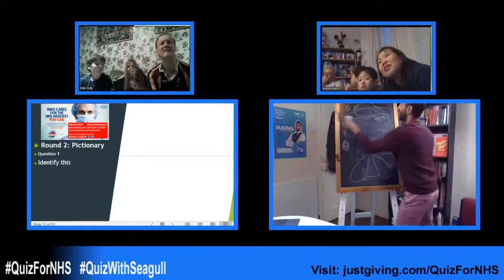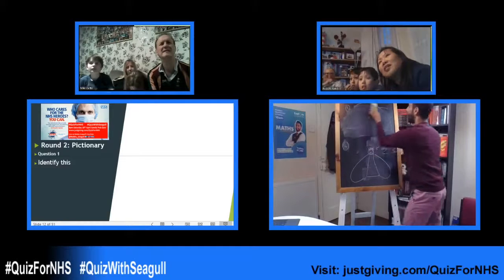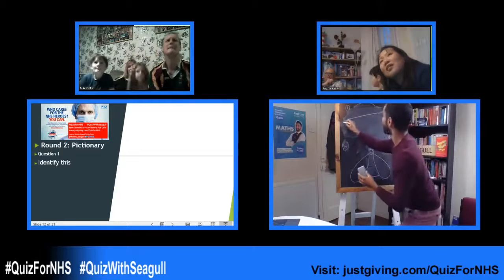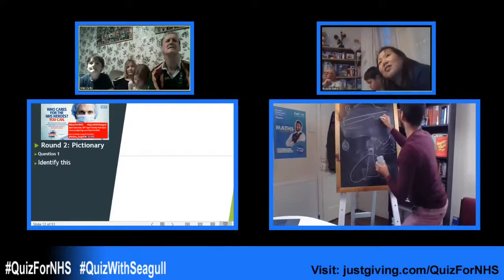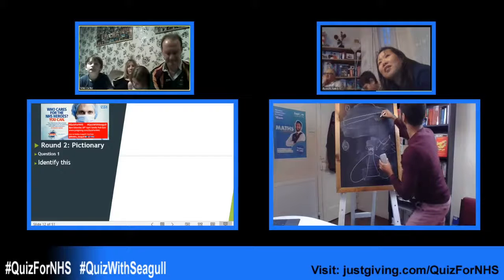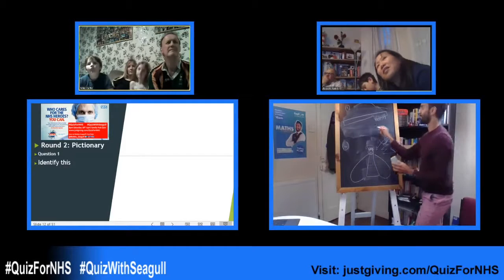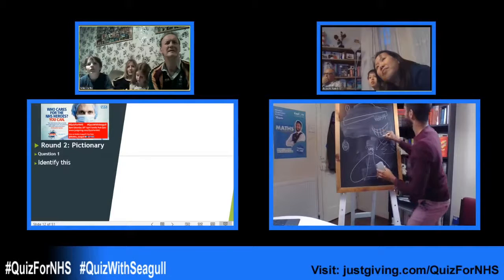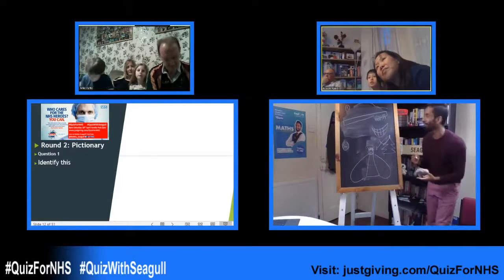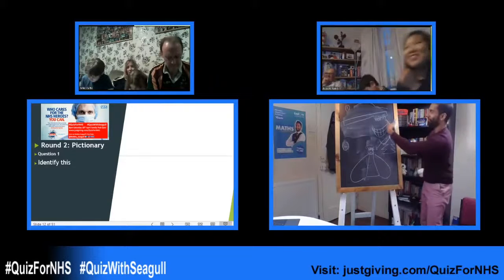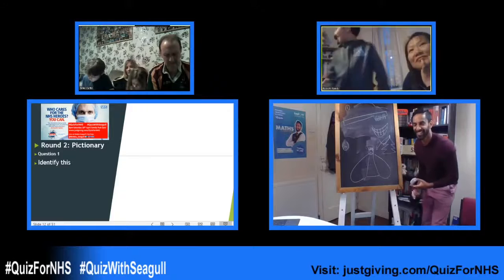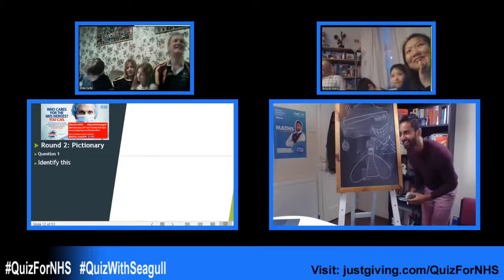I'll draw one more time. So question number five is, what household object is this? What household object is that? That's question number five. It's really testing my drawing skills here.